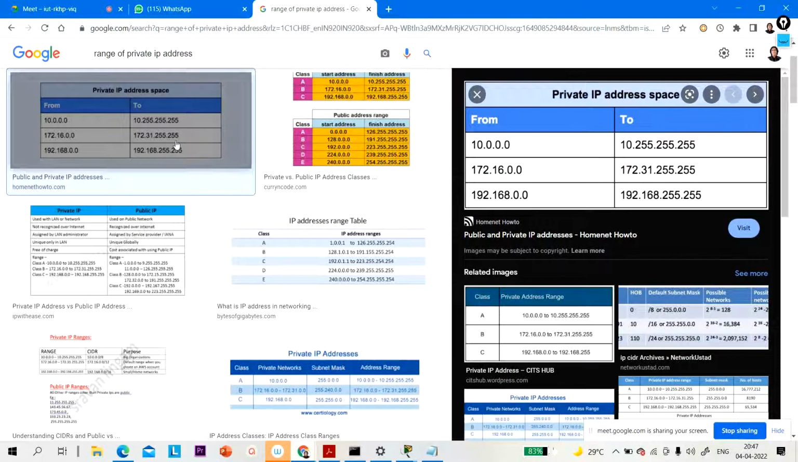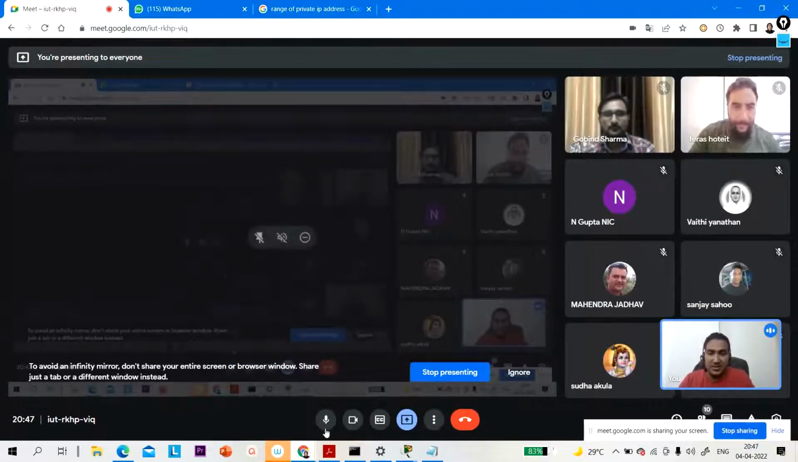Okay, this is the range. You can see the range from class A, 10.0.0.0 to 10.255.255.255. This one is private IP address, right? From class B, this is the range. From class C, this is the range, right? So actually we divide IP addresses into some classes: class A, class B, class C, and class D.